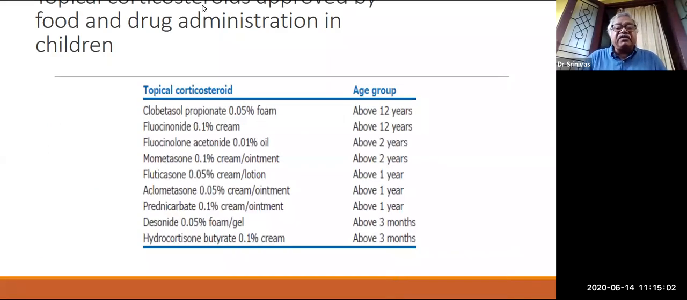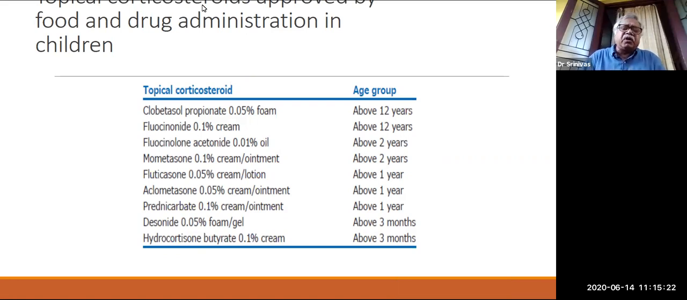So these are the various steroids permitted in children. Some are available in different countries. In India, we have some of them like clobetasol, fluticasone, beclomethasone, clobetasone. So these are the various things which we have. Hydrocortisone we have. Unfortunately, we have only 1.1%.